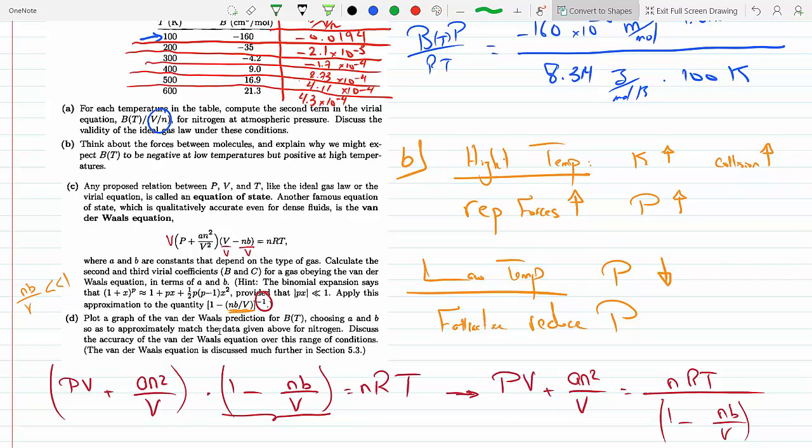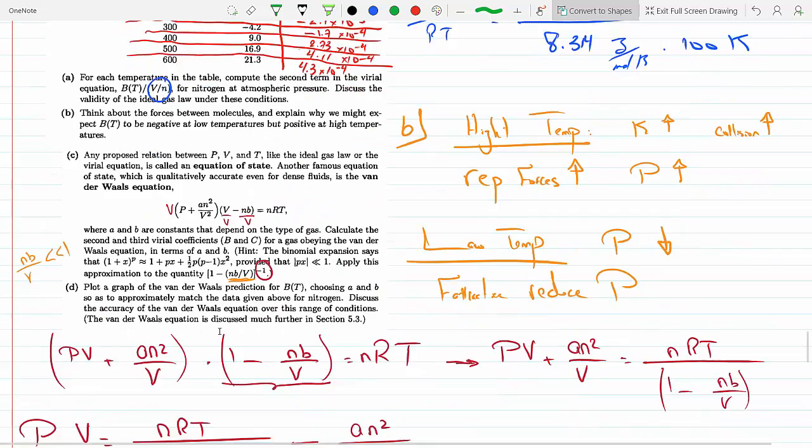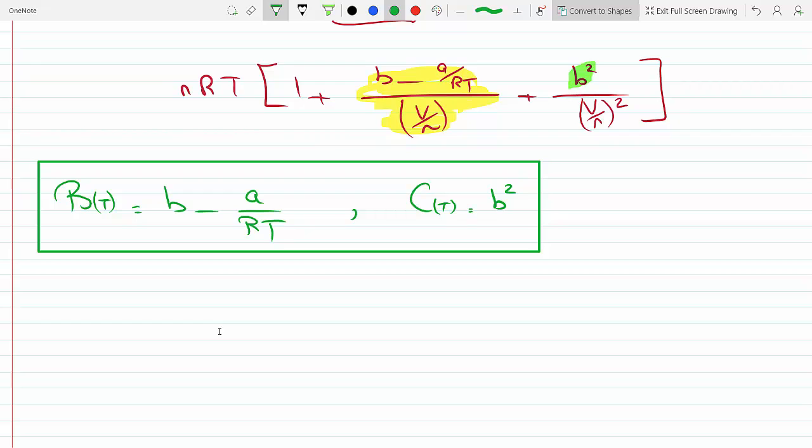Okay, well, I could solve for b, and the equation here, B of T over V over N, and I know that this is equal to b minus A over RT, right? So I could solve for b at 100, say for example. So let me just show you how to do D. b would equal B at say 100, whatever temperature you choose, plus A over RT, that temperature, right?